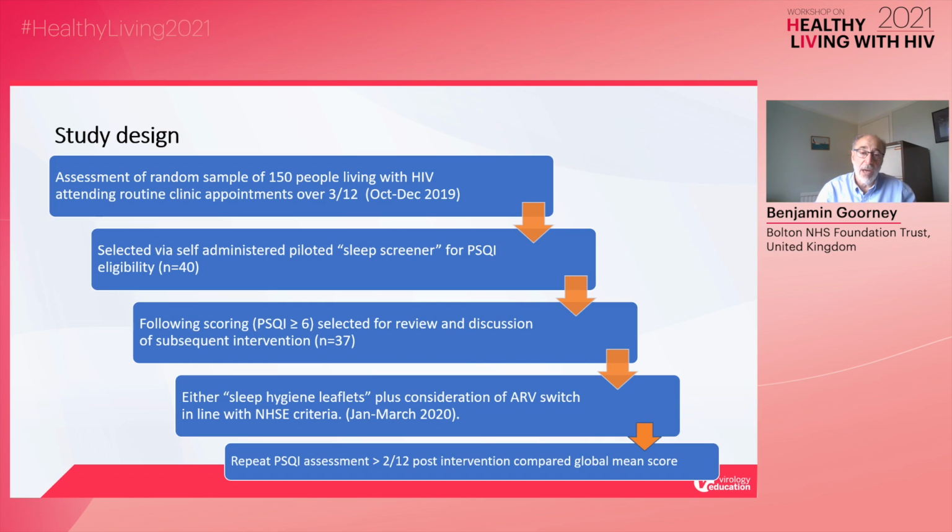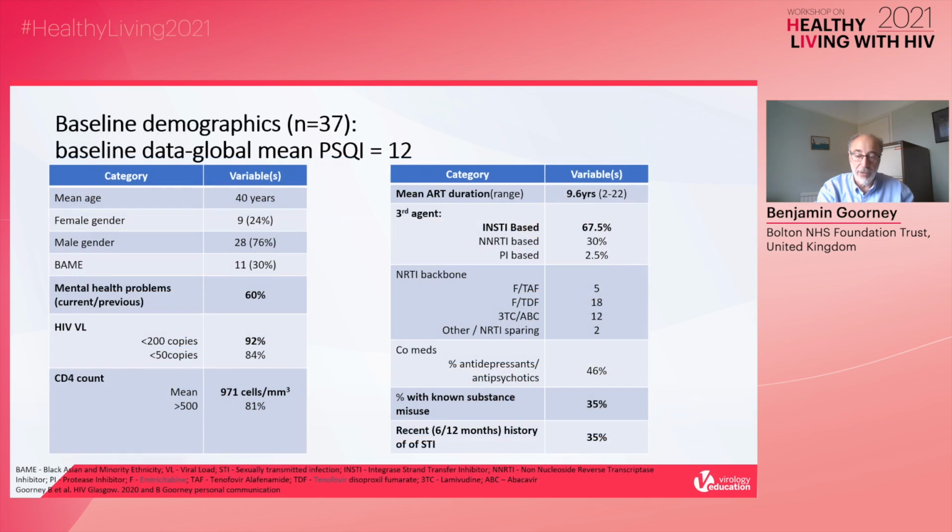And those 37 patients formed the study cohort for intervention, and they were all given 2 interventions. Firstly, they were all given sleep information in the form of standard sleep hygiene leaflets. In addition, we assessed their current antiretroviral therapy with a view to switching if we thought it would help their sleep disturbance or cause less aggravation and was clinically indicated. And then we repeated the assessment again at least 2 months later to see if any impact had taken place.